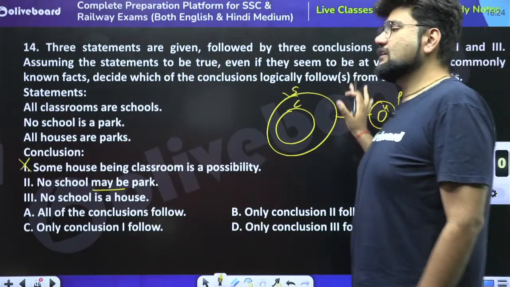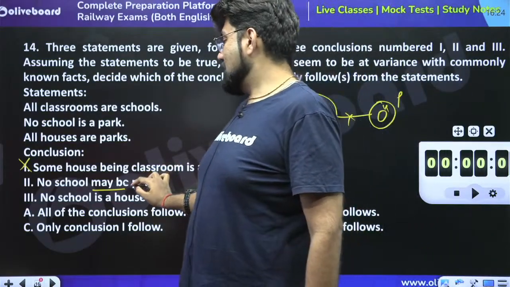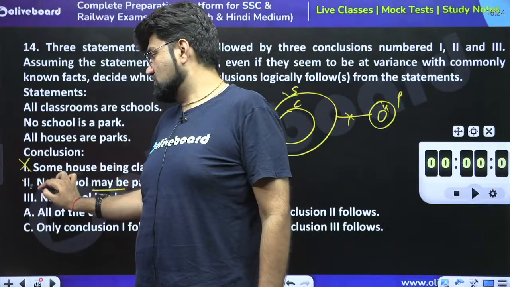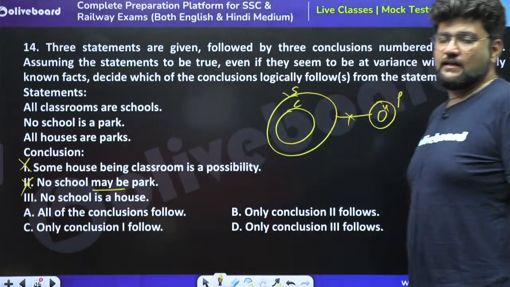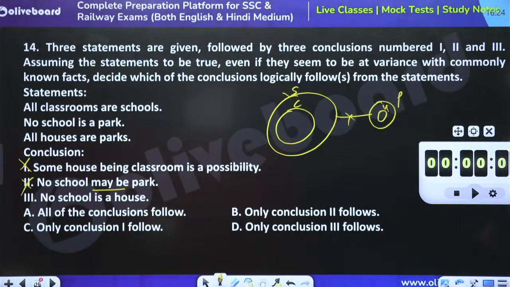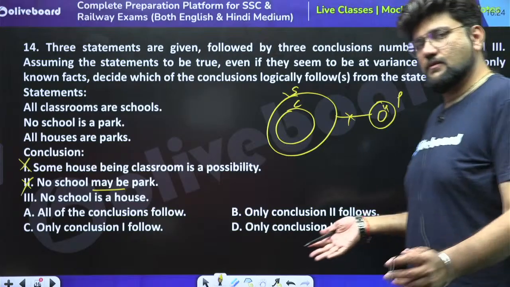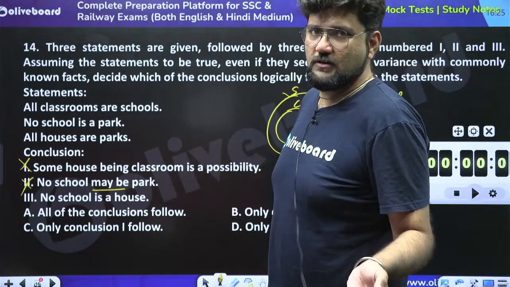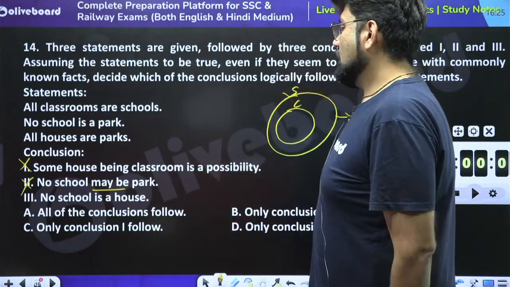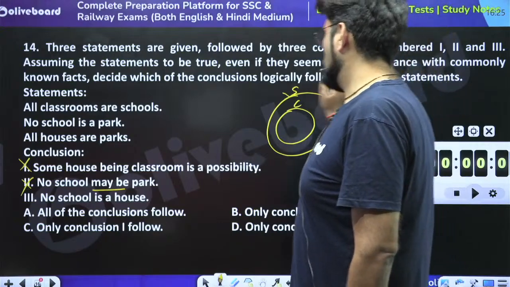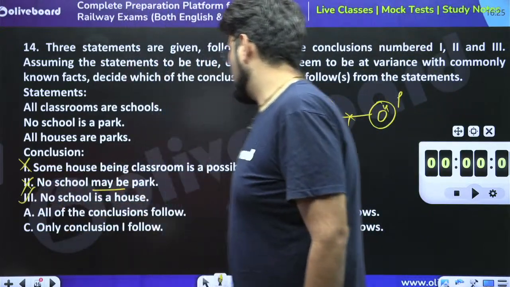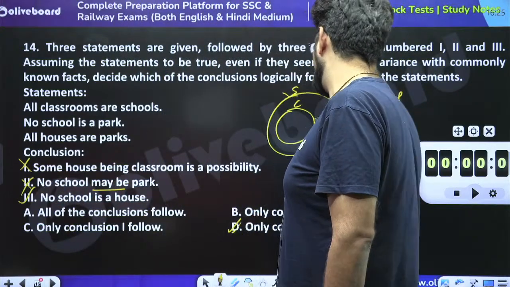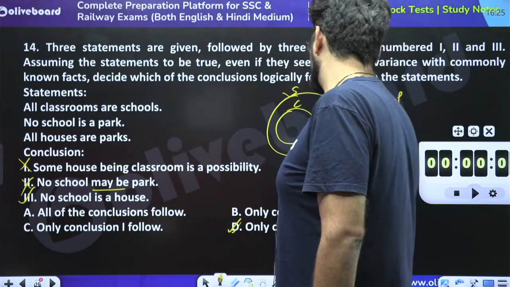The moment something is true in definite, if I put a maybe, that is I make it a possibility, it will instantly be incorrect. Whatever is true in definite will be false in possibility, and vice versa. Whatever is true in possibility will be false in definite. No school is a house. This is absolutely right. So only conclusion 3 follows, which is option D, the correct answer.